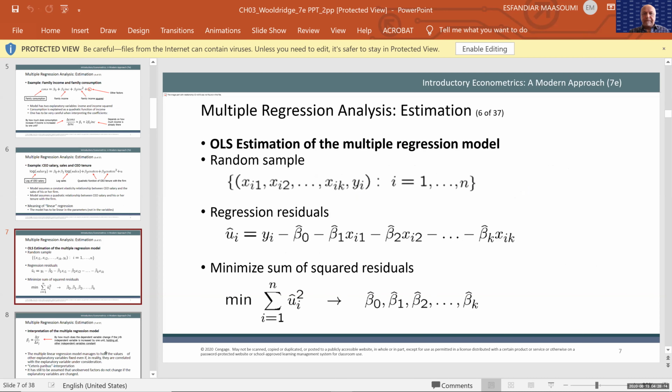All right. Now let's say we have the data, sample size of n, and we've used it with least squares method, minimizing the sum of residual squares, just like before.